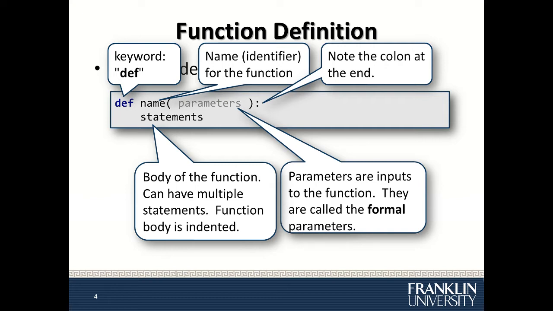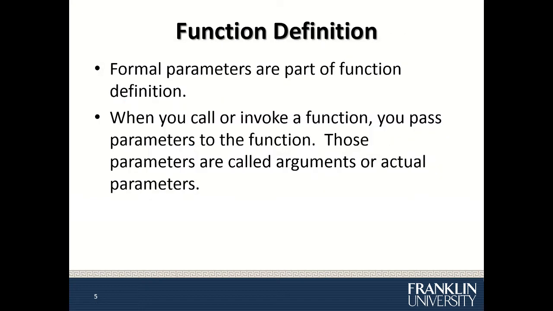The function parameter here is called a formal parameter. So in the function definition, the parameters are called formal parameters, as opposed to when you invoke or call the function and pass parameters to the function, those parameters are called arguments or actual parameters.